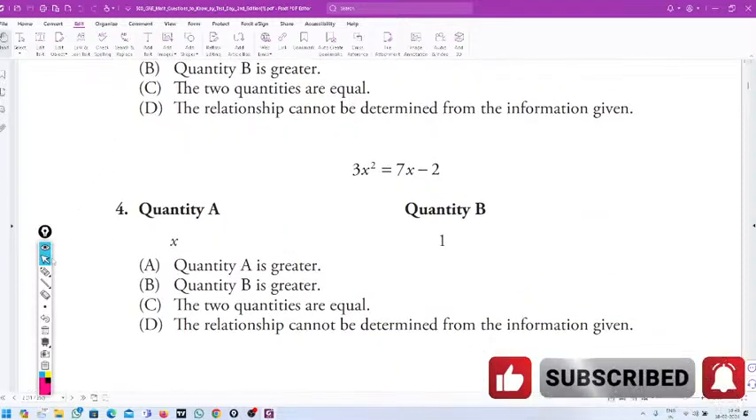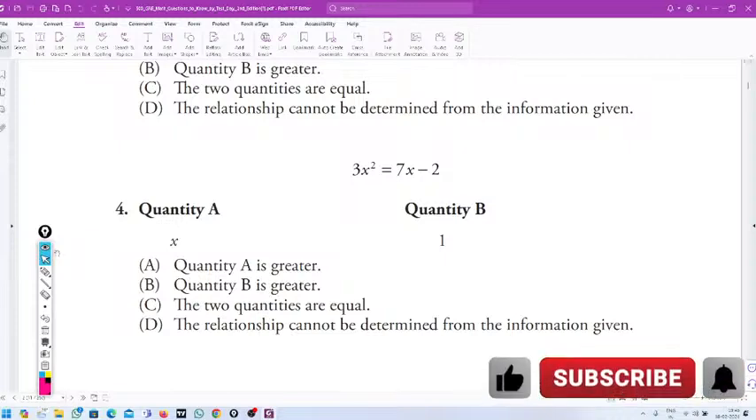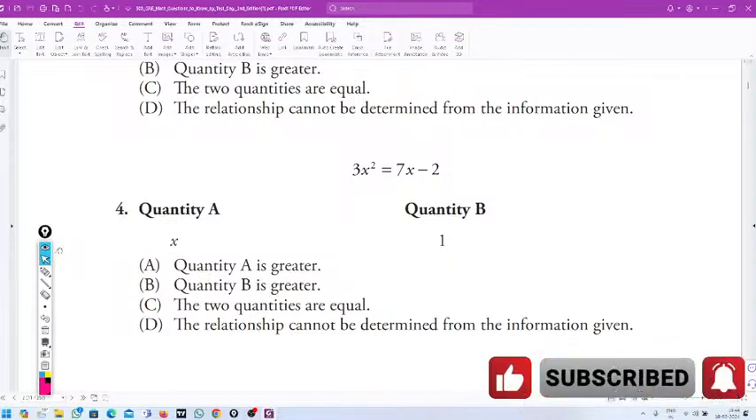Okay. So guys, you understand the logic. This is something like a quadratic equation: 3x square is equal to 7x minus 2. So how to approach this kind of questions? Quantity A is x and quantity B is 1.